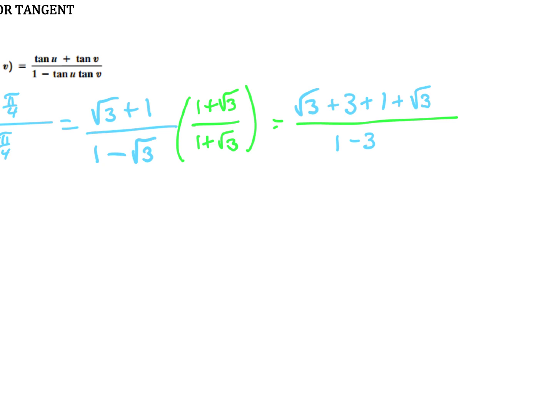Okay, take a look at that. Make sure you follow how I did FOIL that. I went in that order. First, outside, inside, last. But now we need to look at what like terms we have. So we have these two terms that are common, and these two like terms that we have to combine together. So the 3 plus 1 gives us 4, and then the root 3 plus another root 3 gives us 2 root 3s, and that's all over negative 2.